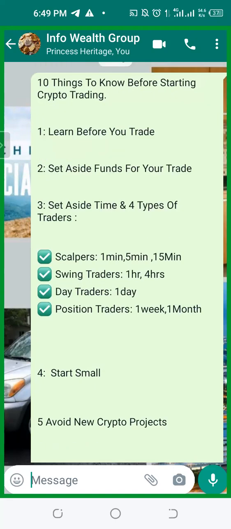Set aside time. People that started RoyalQ, they tell me, I don't have time. But something that is making money for you, you have to give it time, please. And it doesn't take all your time. The only time that it takes you is when a signal is sent into the group. Go and pick the signal.